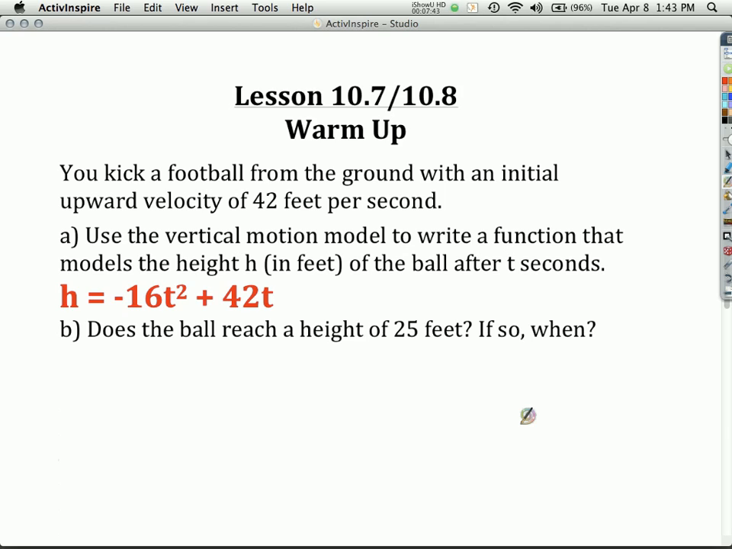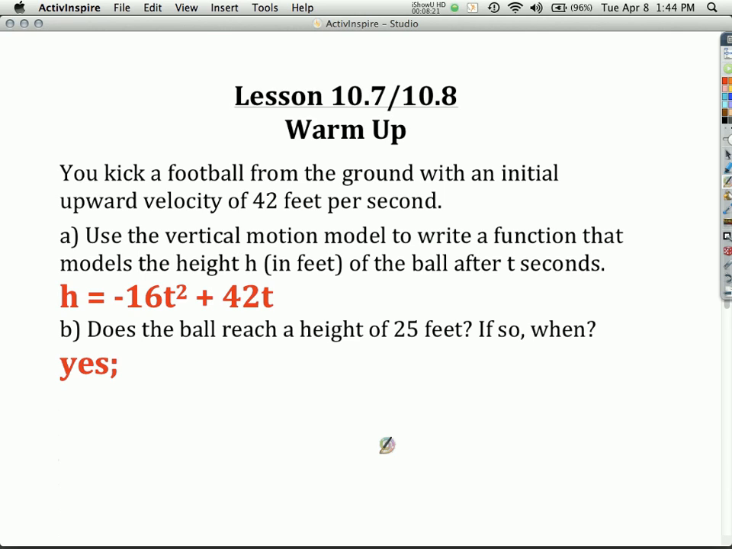Now, part B is where things got more challenging. Does the ball reach a height of 25 feet? So it's a yes or no question. Give me a thumbs up if you thought yes, it does. Okay, I got 1, 2, 3 people think yes, 4 people. Okay, give me a thumbs up if you think no, it did not. Okay, another 6 or 7 people. Good. So the correct answer is yes, it does.